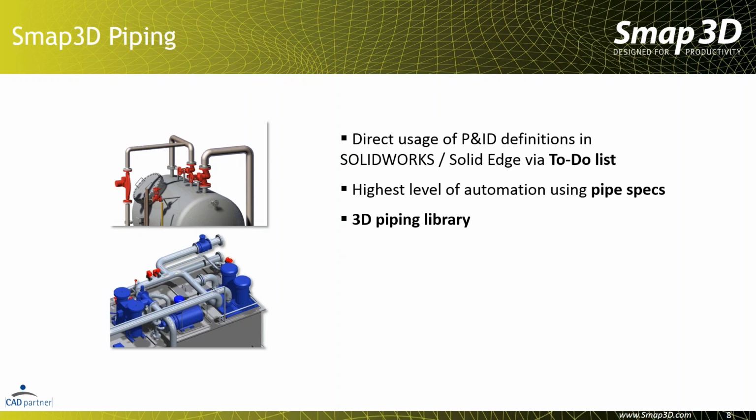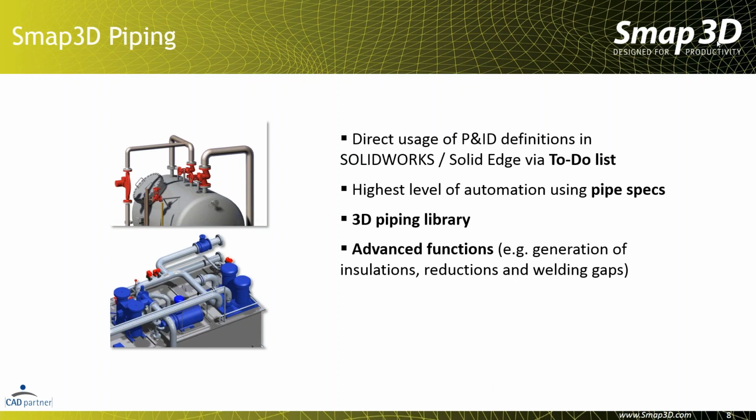As I said before, we are delivering 80 or even 120,000 3D piping standard parts within our software, and we also have advanced functionalities like the generation of insulations, reductions, and welding gaps, for example.